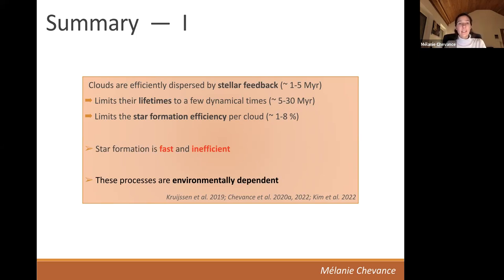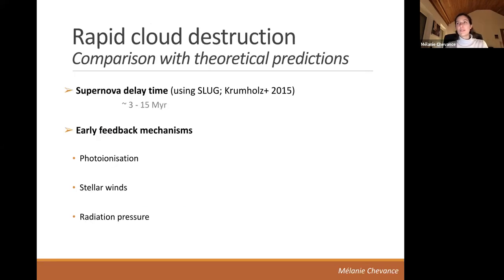Now, for the second part of this talk, I would like to focus on that first sentence here and investigate the stellar feedback phase. Clouds are rapidly destroyed by feedback, but in what form is this stellar feedback efficient? To do that, we've compared with theoretical predictions: the supernova timescale, which is typically between 3 and 15 megayears depending on the stellar region mass, and early feedback mechanisms, so photoionization, stellar winds, and radiation pressure.